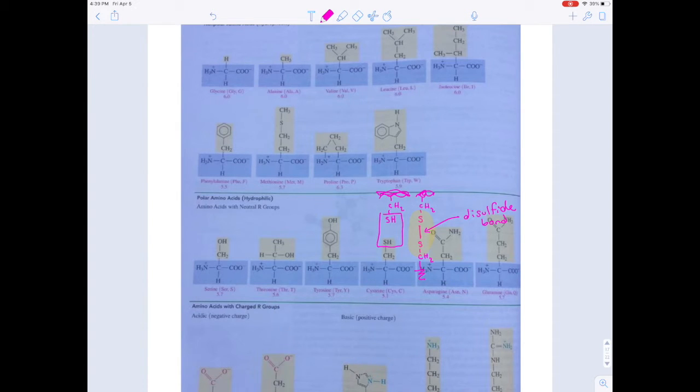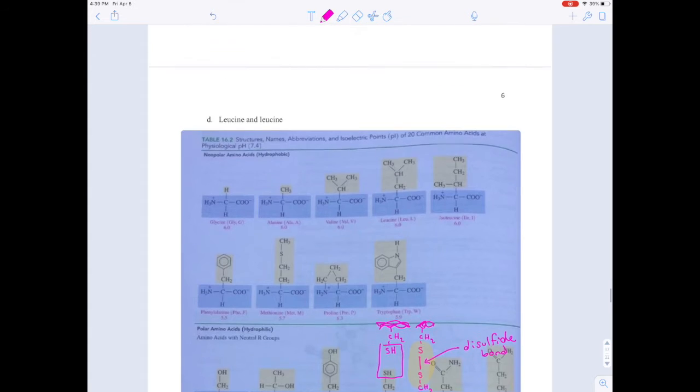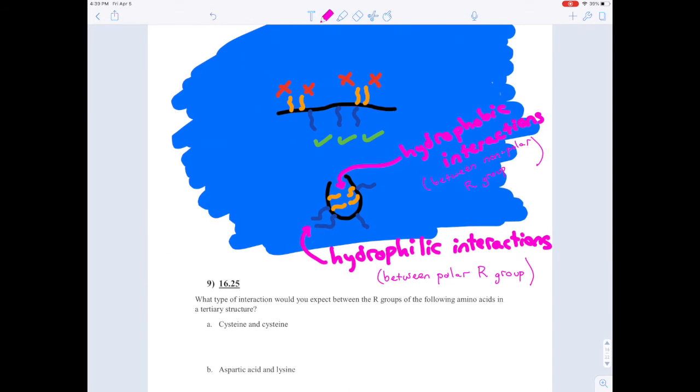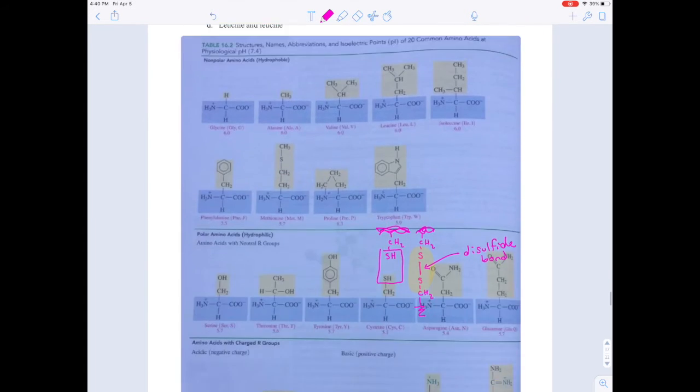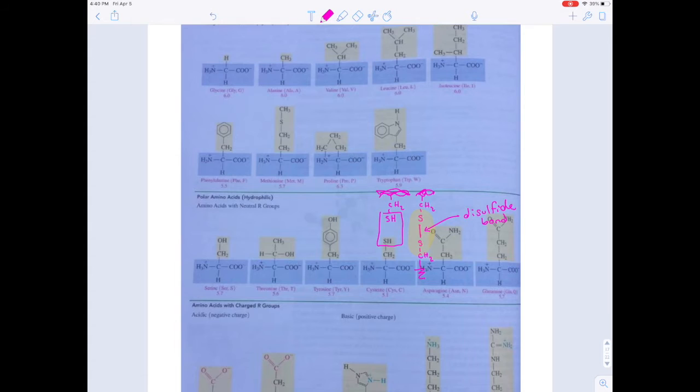And it is a covalent bond. Notice that the other two things that formed tertiary structure were hydrophobic interactions and hydrophilic interactions. That has to do with things that aren't bonds. They're weaker than bonds, and so you can easily unfold these proteins. Disulfide bonds are full covalent bonds, so it's very, very hard to undo them.